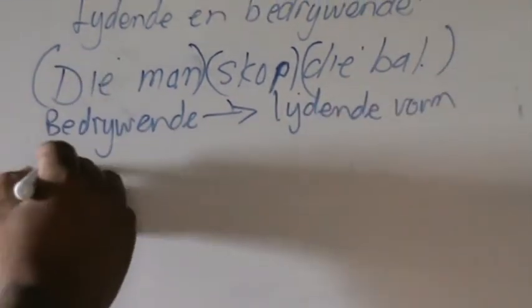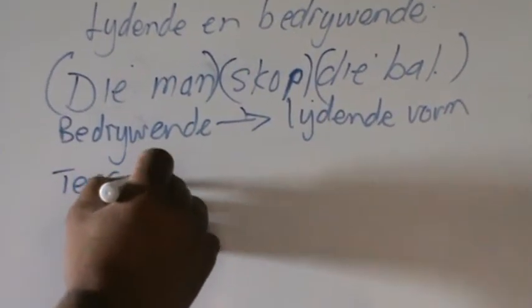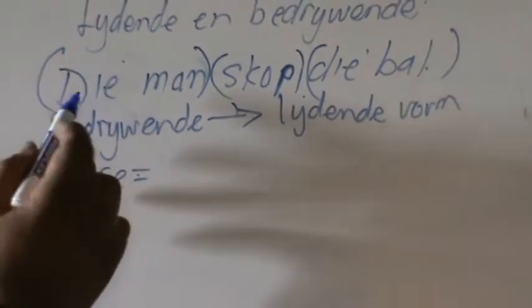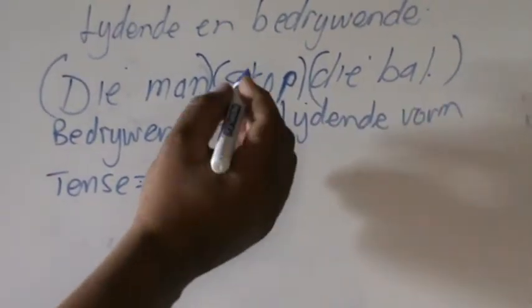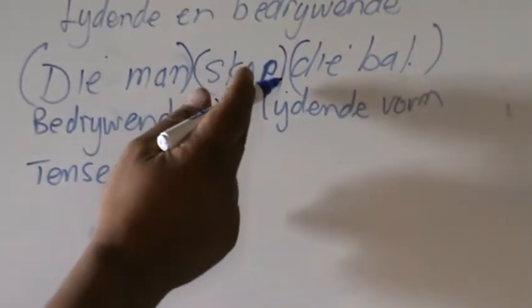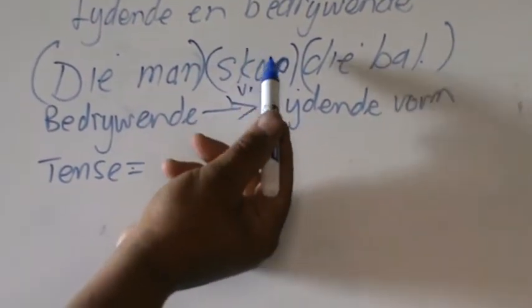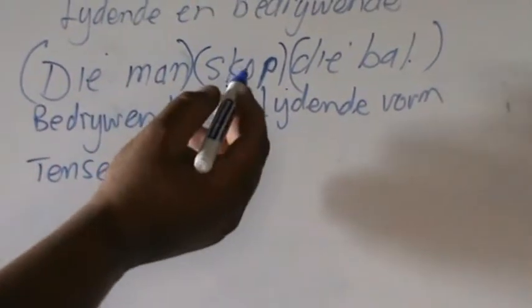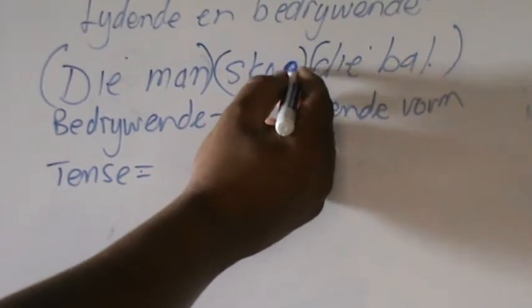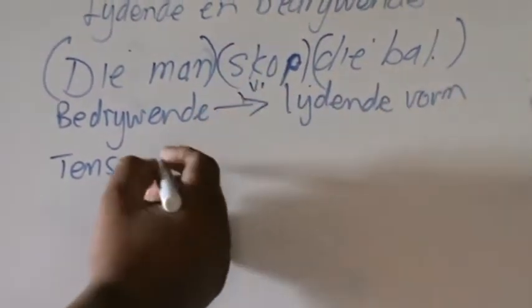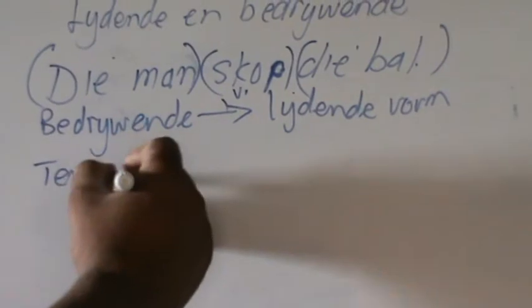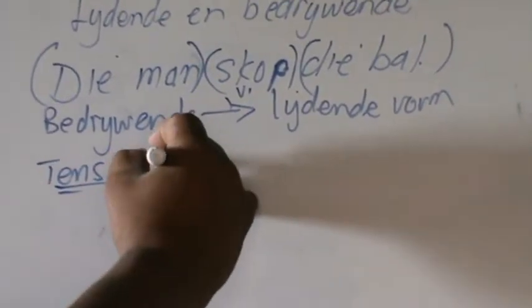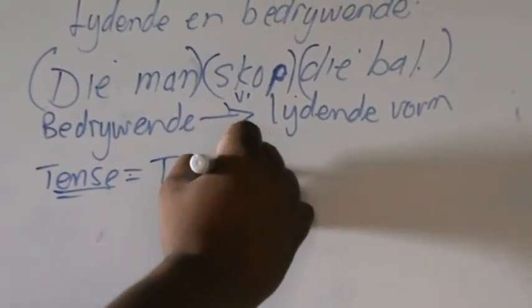First we're going to see the tense, right? In what tense is this sentence? This sentence is in the present tense, because our verb normally helps us to see what tense our sentence is. Alright, then this one as well, it is skop, it means it's happening now. So our tense there is present tense, that is teenwoordige tyd.